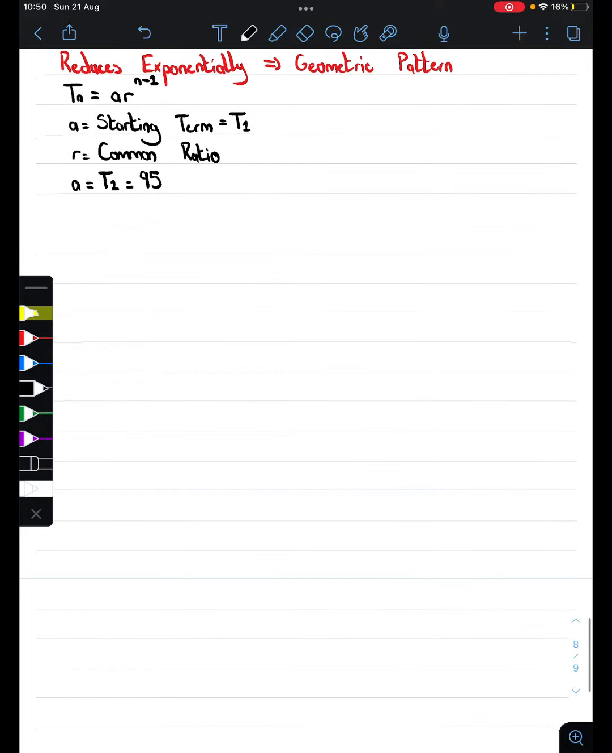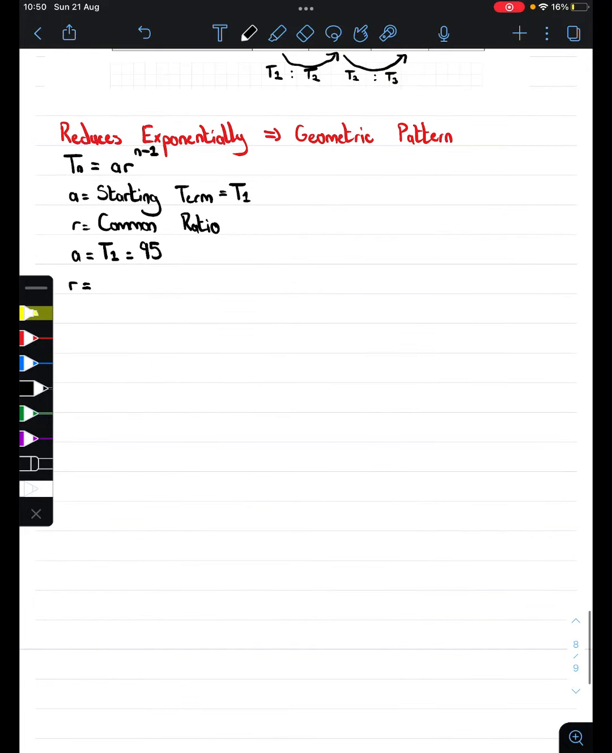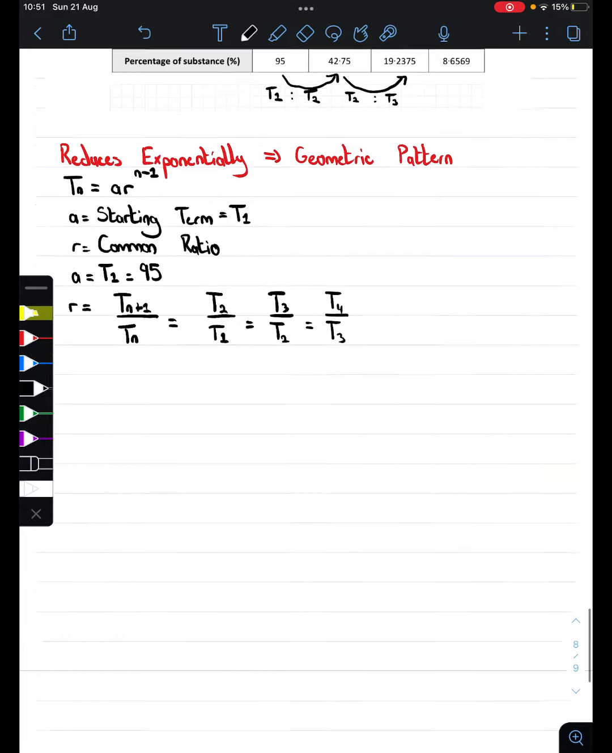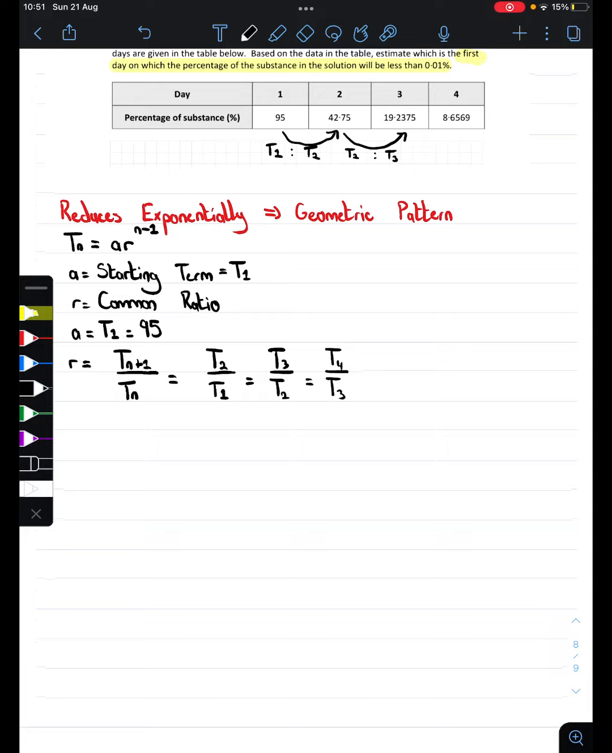And our ratio, r, is Tn plus 1 over Tn. So the value of a term over the previous term. So we could look at T2 over T1, or we could look at T3 over T2, or we could look at T4 over T3. But any of these are going to work because they're the same. So we'll just look at T2 over T1.